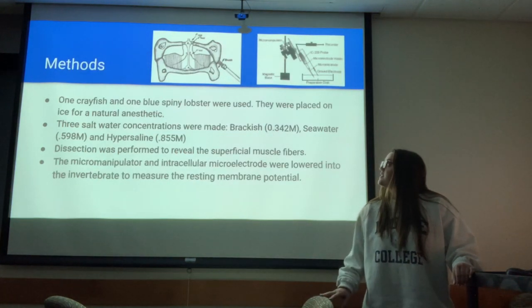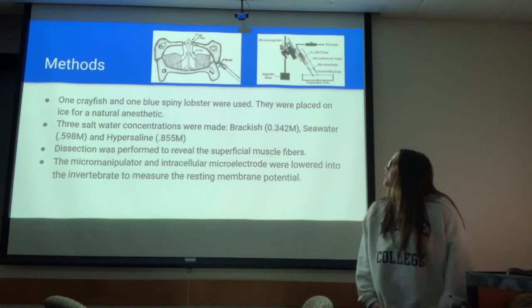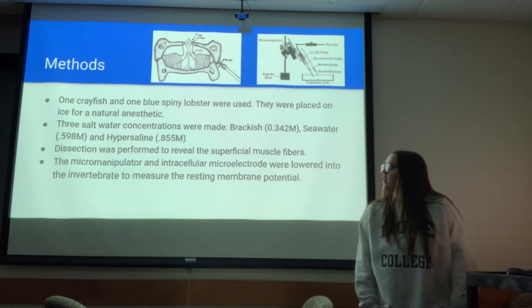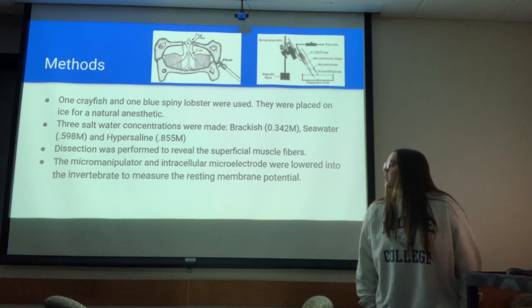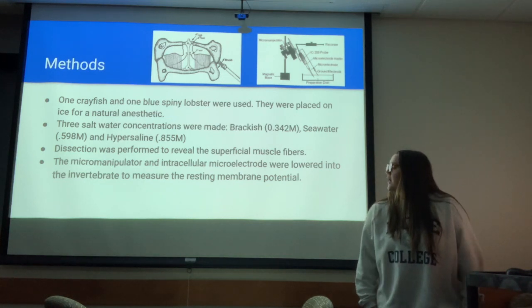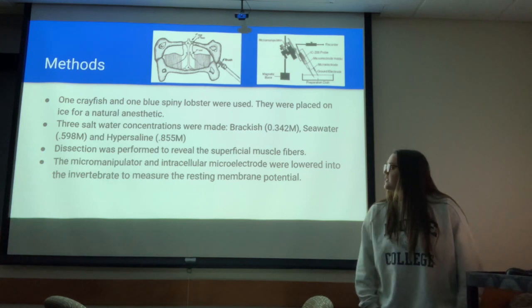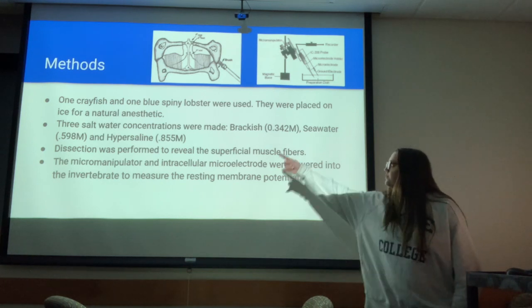So for this dissection, we used one freshwater crayfish and one blue spiny lobster. They were placed on ice for 10 minutes for a natural anesthetic so that no pain was felt by the animal when the tail was cut off. Three saltwater concentrations were made for each animal, including brackish, seawater, and hypersaline solutions. These were made using table salt, 4, 7, and 10 grams in that order.